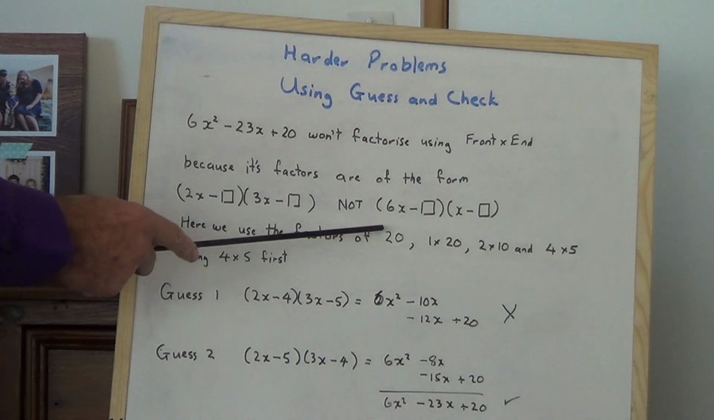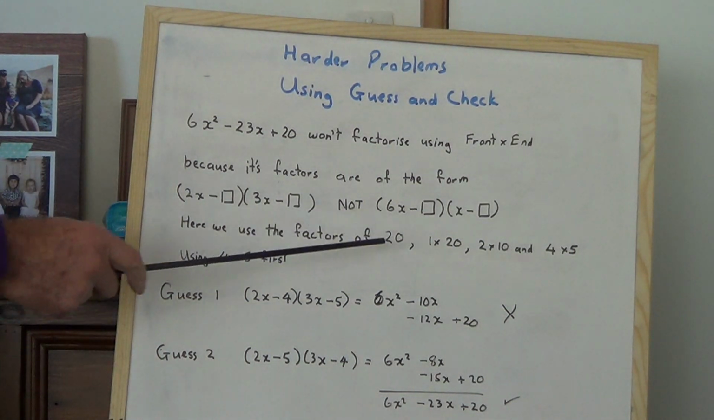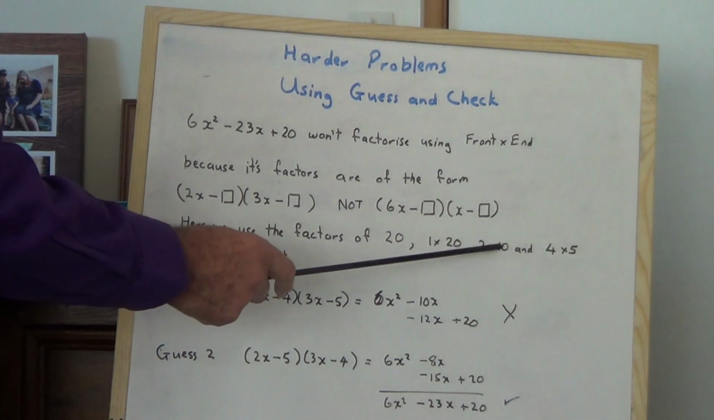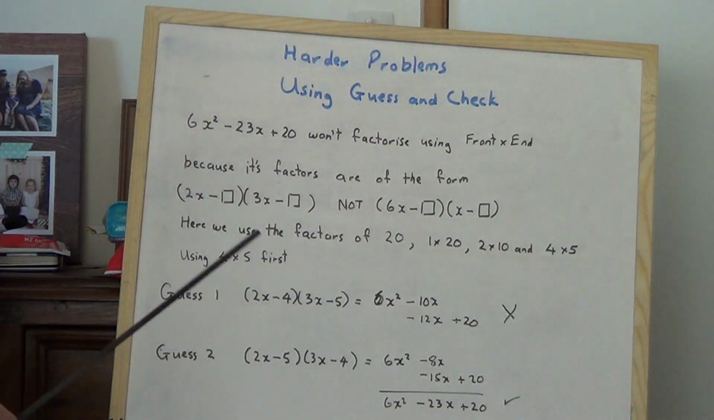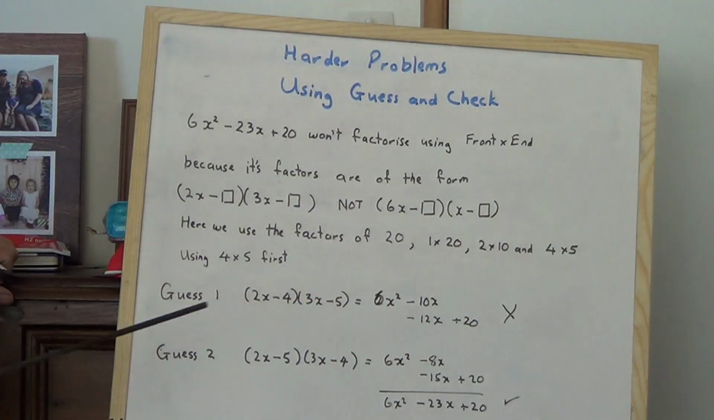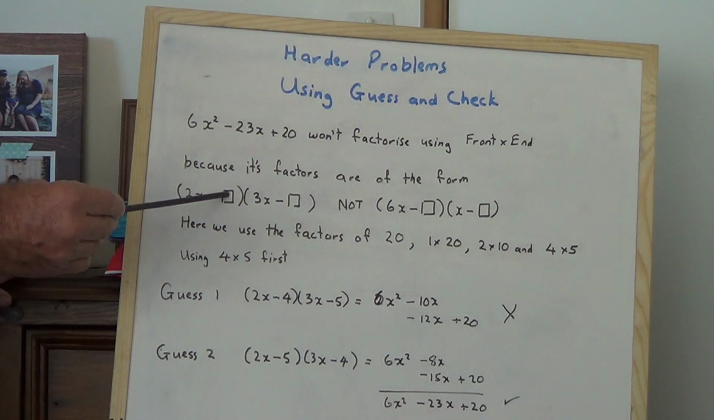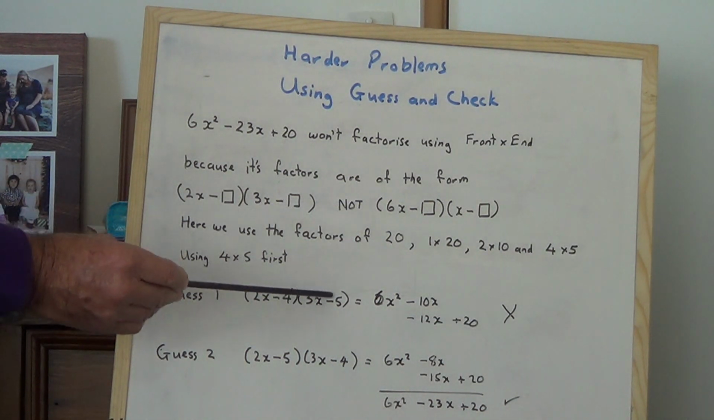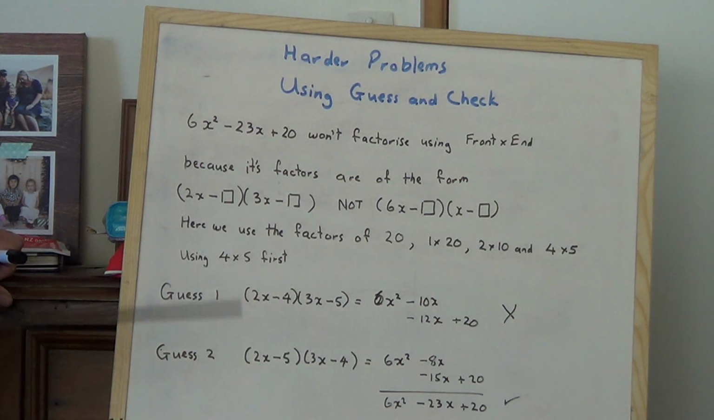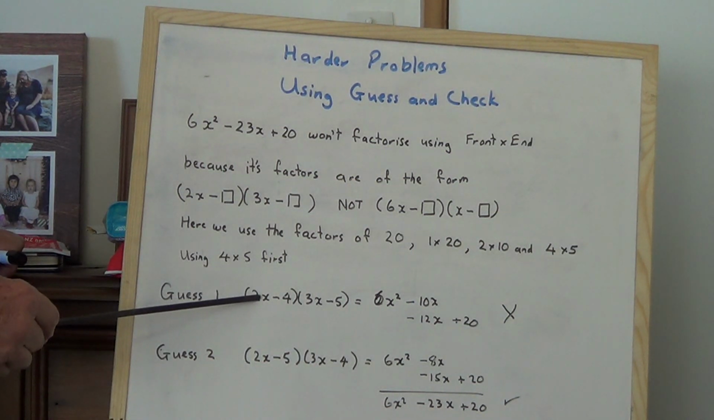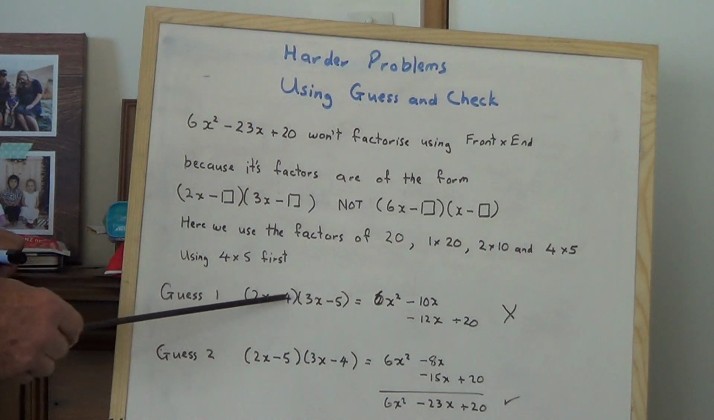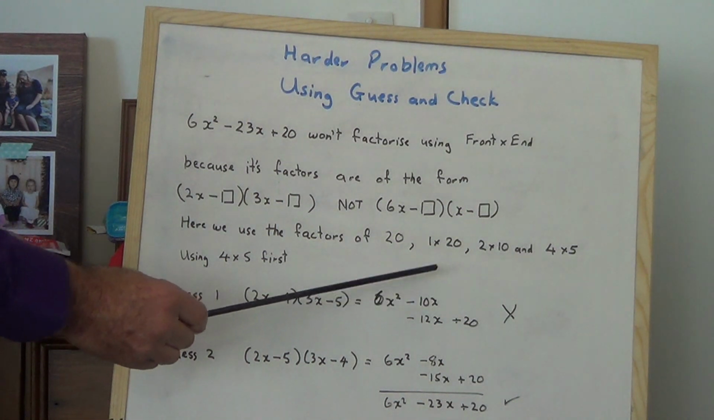Now, you just use the factors of 20. Factors of 20 is 1 and 20, 2 and 10, 4 and 5. Now, probably the 4 and 5 is the one to try first, so we'll try the first guess. I'll put 4 there, and I'll put 5 there. There it is there. And then we just expand it out. So that'll be 2x times 3x is 6x squared. 2x times minus 5 is minus 10x.